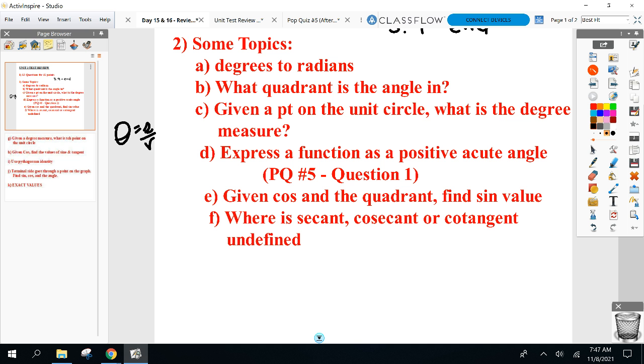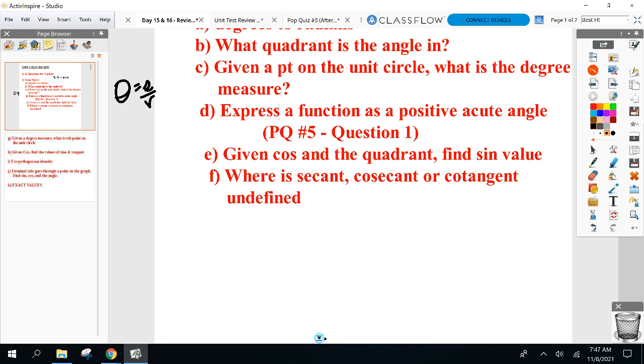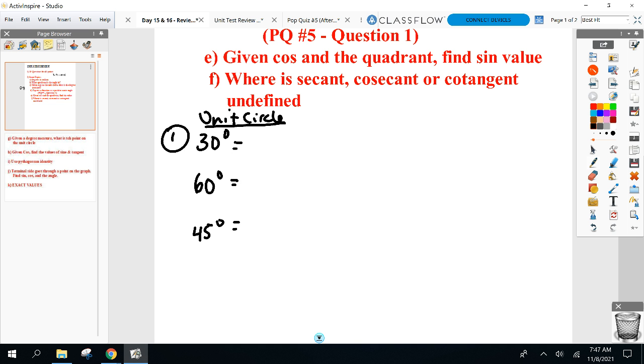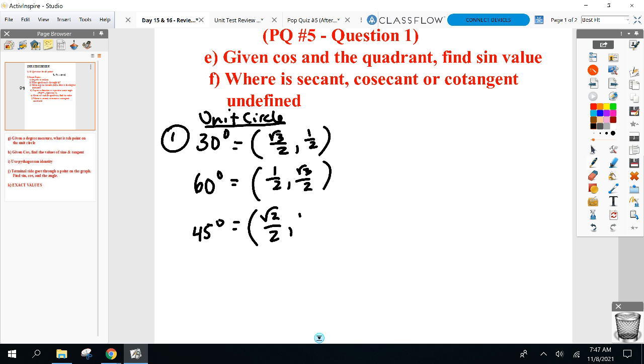How about we start here? Some of the basic facts I'm going to need to know. All right, some of the basic facts that go, if I don't know it, I'm toast on Wednesday. Let's start here. 30 degrees, 60 degrees, 45 degrees on the unit circle, because I'm not giving you any of this. This is not on a reference sheet, nowhere. So 30 degrees, here we go. What coordinate do you have? Radical 3 over 2, 1/2. 60, flip it, right? 1/2, radical 3 over 2. And 45, radical 2 over 2, radical 2 over 2.